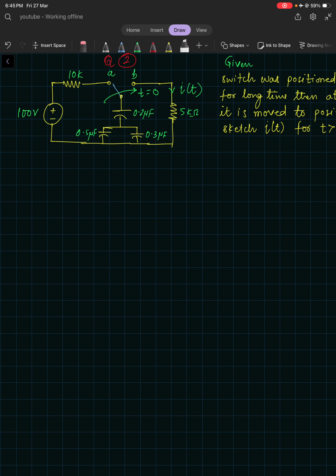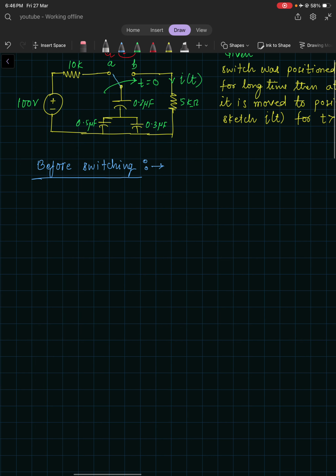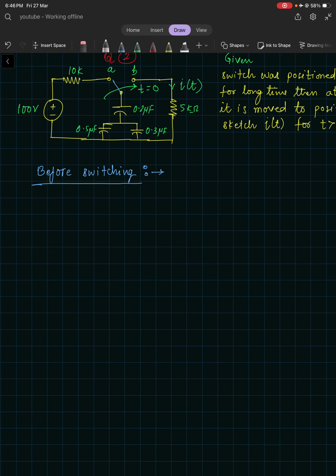Let's see what is happening before switching. Sometimes I'm taking white color, sometimes blue. I hope this is not creating a problem for you. If it is, please comment on it, and I will try to improve the way I am teaching. Right now my focus is just to deliver the concepts. So when the switch was at position A, there are capacitors.